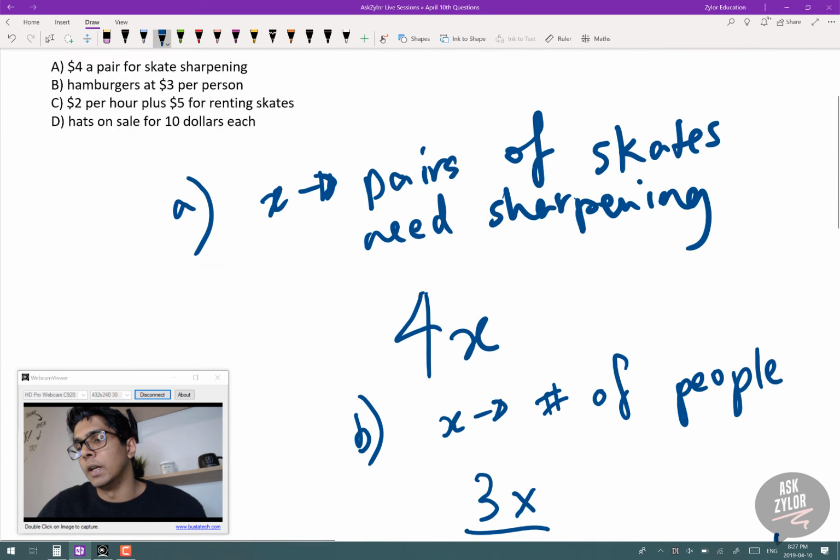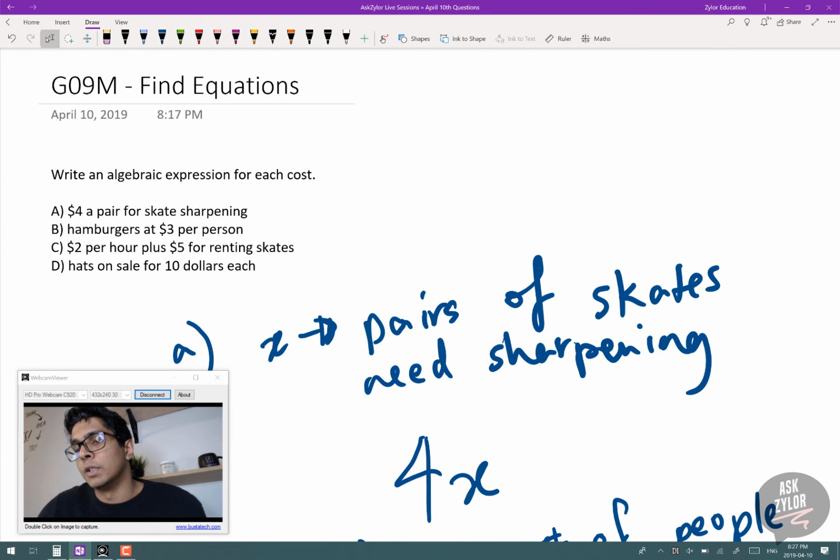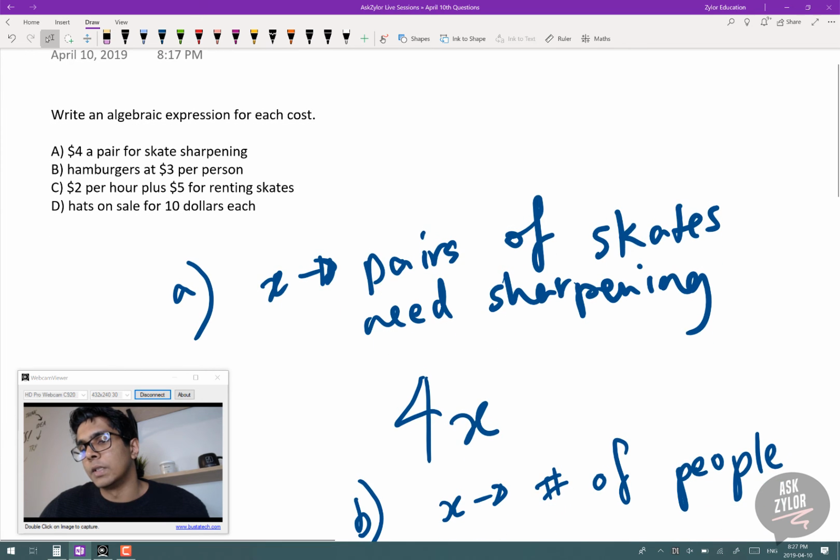So this is a grade 9 math question that's telling me to write algebraic expressions from these word equations. I just need to see what's changing in my equation and what's staying the same, and then introduce a variable to describe what's changing.